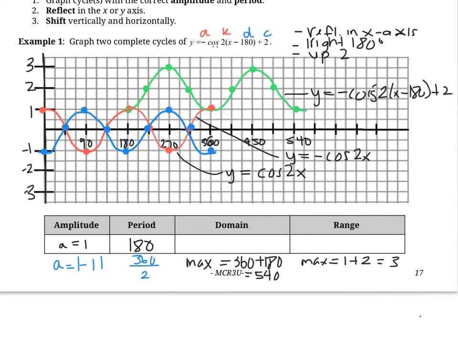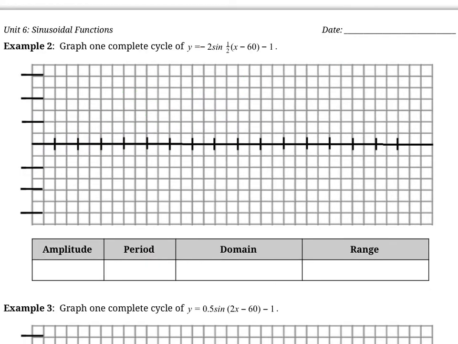So let's quickly add in our domain and range. Try that on your own and then check back in. So our domain, how we graphed it, our minimum value is 180 and our max is 540. And in terms of our y, it has to stay in between the values of 1 and 3. So let's try this last example together, and then you'll try your final example on your own.